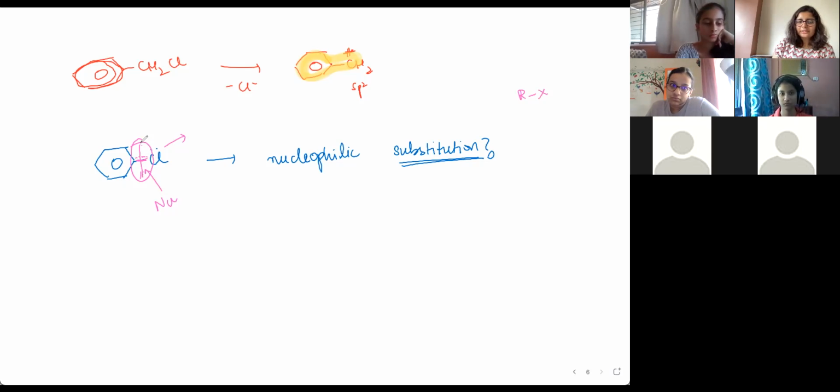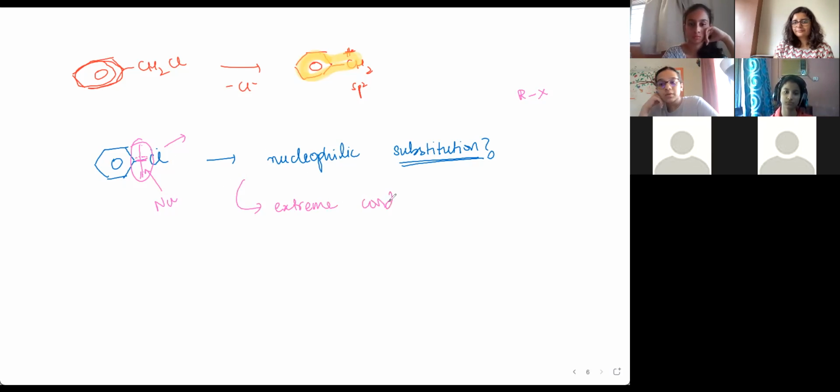So because you can't break this bond easily, nucleophilic substitution is not possible under normal conditions. If you want to substitute chlorine with something else, it happens under extreme conditions. You need to give it a lot of energy in order to break this bond.